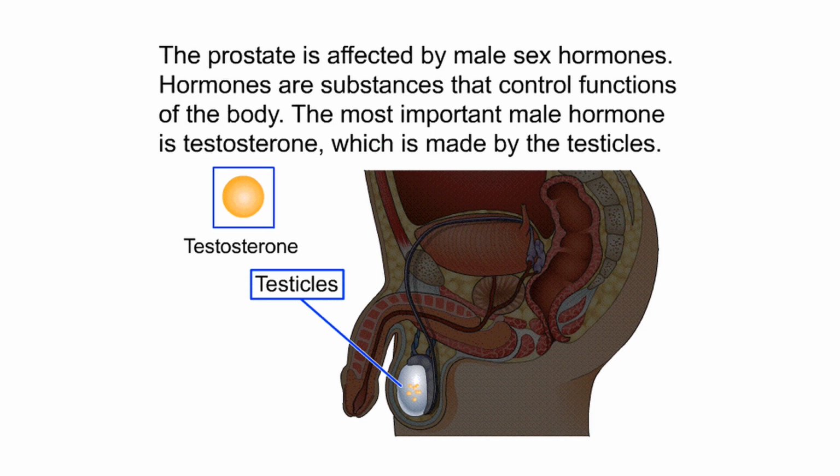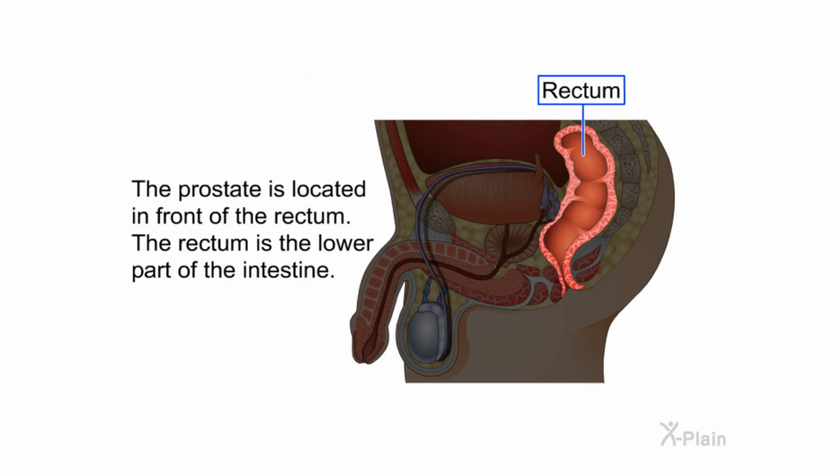The prostate is affected by male sex hormones. Hormones are substances that control functions of the body. The most important male hormone is testosterone, which is made by the testicles. The prostate is located in front of the rectum. The rectum is the lower part of the intestine.